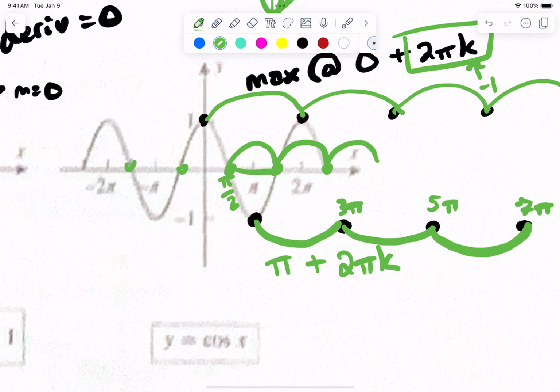Because the distance between those two is pi. Oh, okay. So pi over 2 is his first place plus pi k instead of 2 pi k. Does that make sense? That's where the POIs would be.